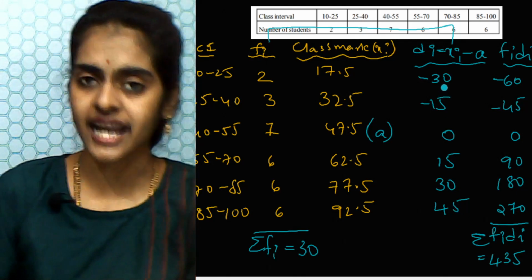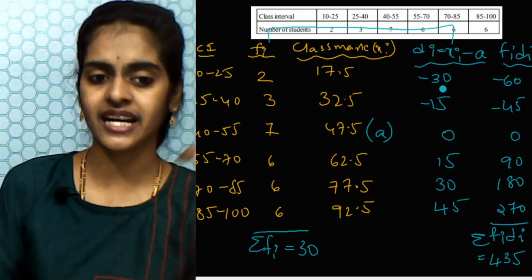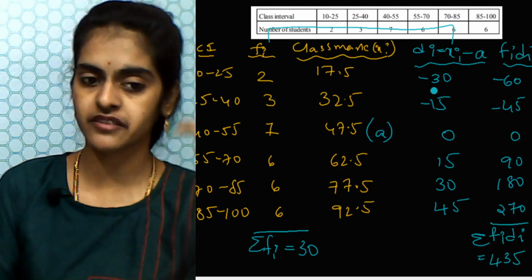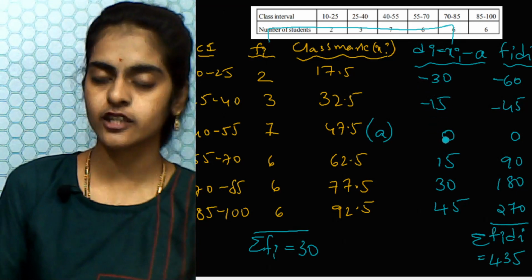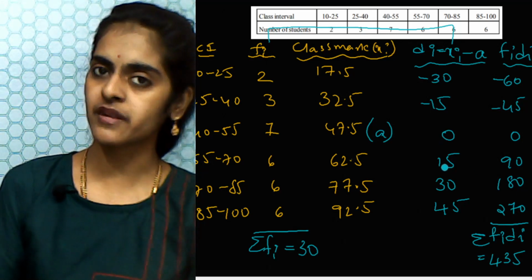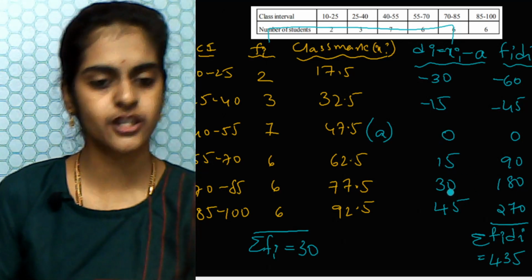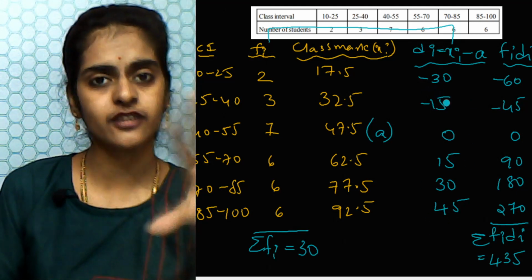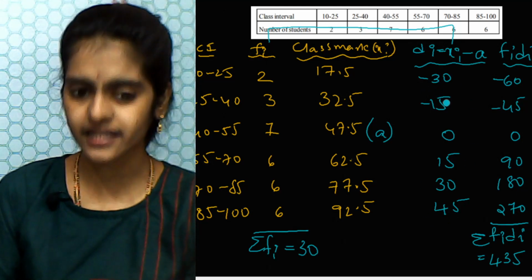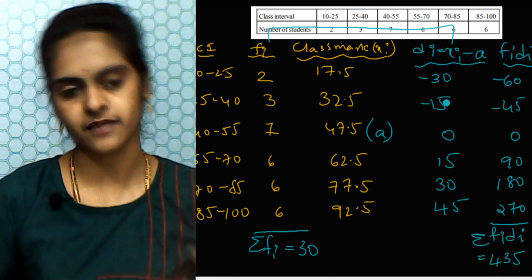So if I divide minus 30 by 15, I'll get minus 2. Minus 30 by 15, I'll get minus 2. Minus 15 by 15, I'll get minus 1. 0 by 15, I'll get 0. 15 by 15 is 1. 30 by 15 is 2. 45 by 15 is 3. So in this way, all these bigger numbers are reduced into 1, 2, 3, 0, isn't it? So calculations will be further easy. So let us try it now. All the steps are the same.